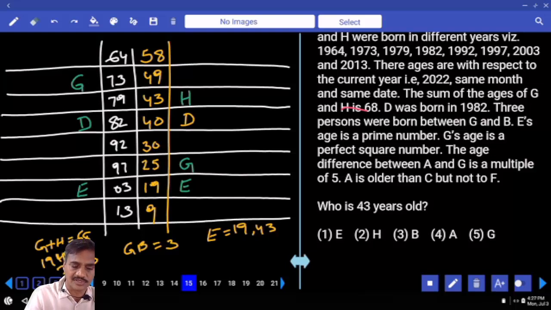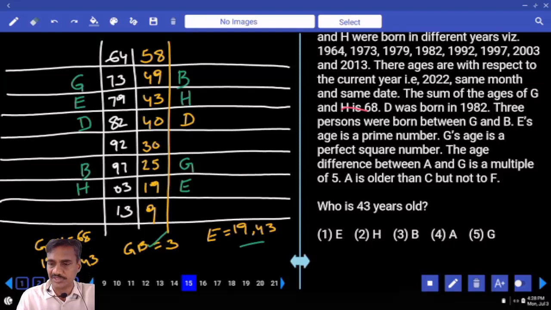And H, G and H. Now H will be at this stage. 19, 49. Now in this case, E can be 19 or 43. Now here in this one, E must be 43 years old. Then between G and B, there must be exactly three people. 1, 2, 3, B is here. Now in this case, between G and B, there must be exactly three people. B is here. G and B, three people.